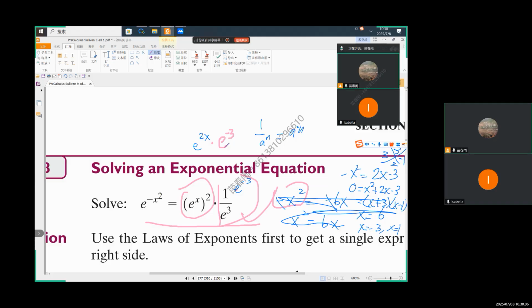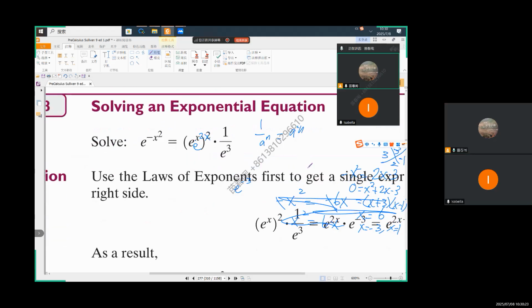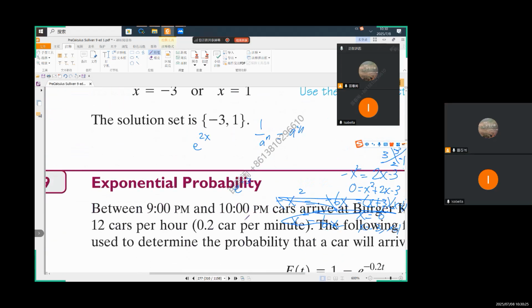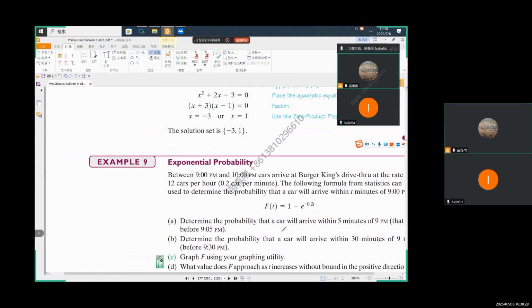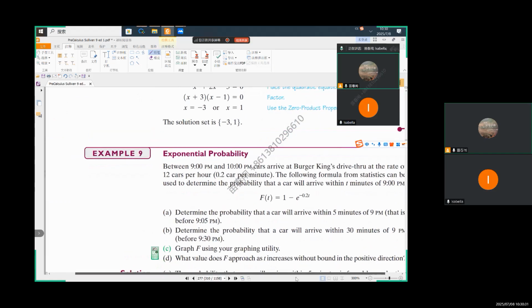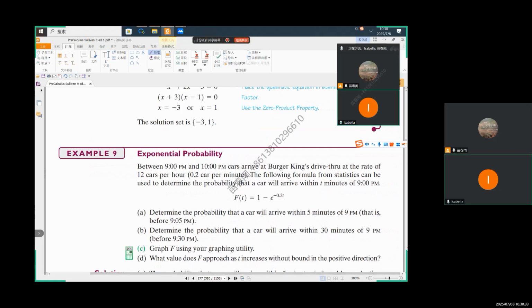Yeah, negative 3 and 1. Yeah, I think that's making sense, yes. What you want is e to the 2x power, and if again, then this is 6x, right? This is making sense. Here's a word problem, using everything that we learned so far. Exponential problem. Okay.